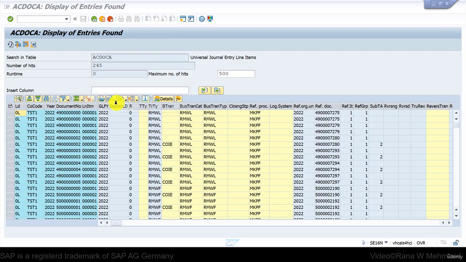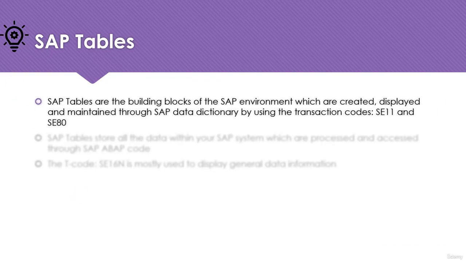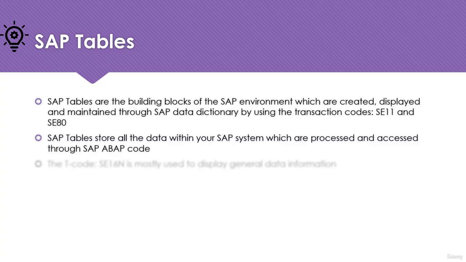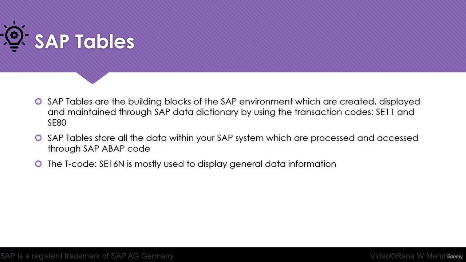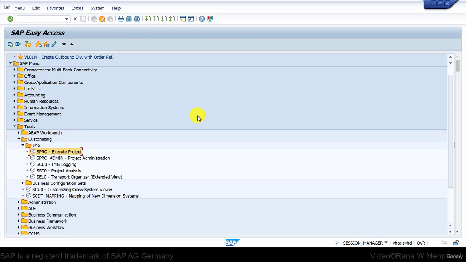And if you are wondering what SAP tables are, I can give you the definition. SAP tables are the building blocks of the SAP environment which are created, displayed and maintained through the SAP Data Dictionary by using the transaction codes SE11 and SE80. SAP tables store all the data within your SAP system which are processed and accessed through SAP ABAP code. The transaction code SE16N is mostly used to display general data information.